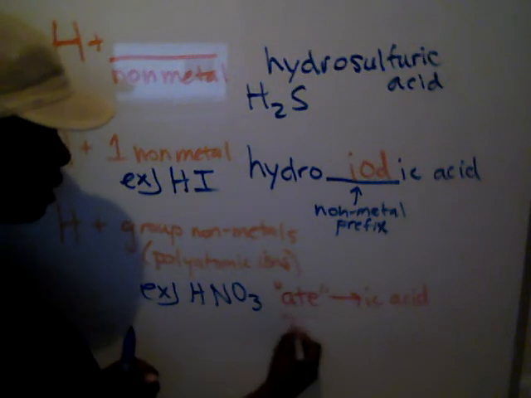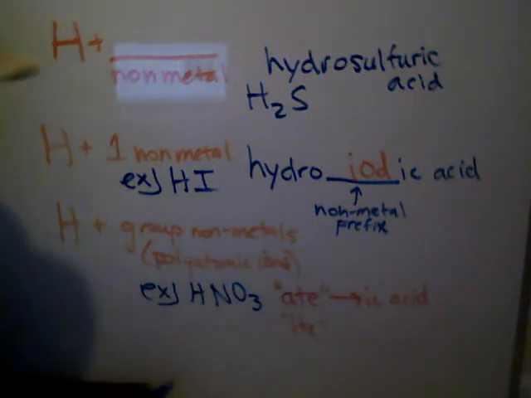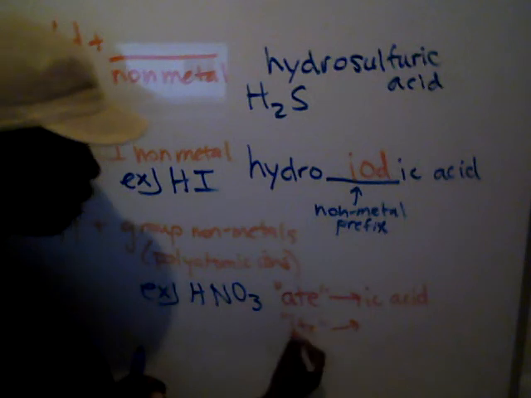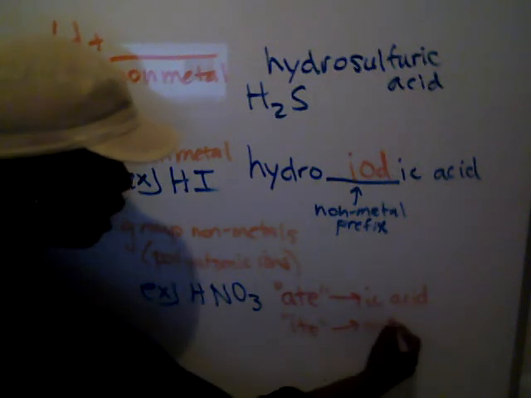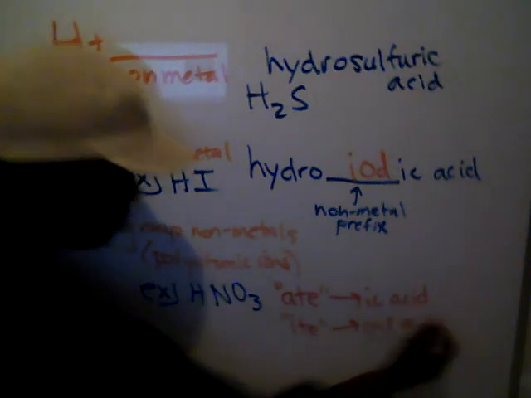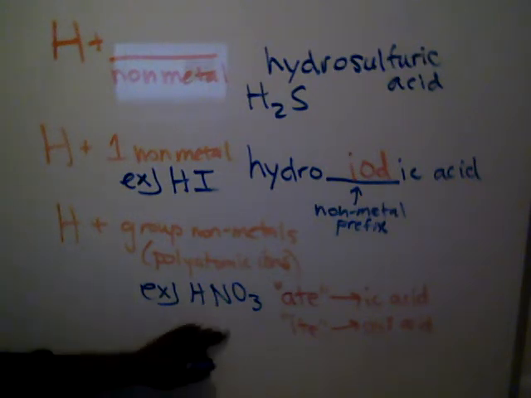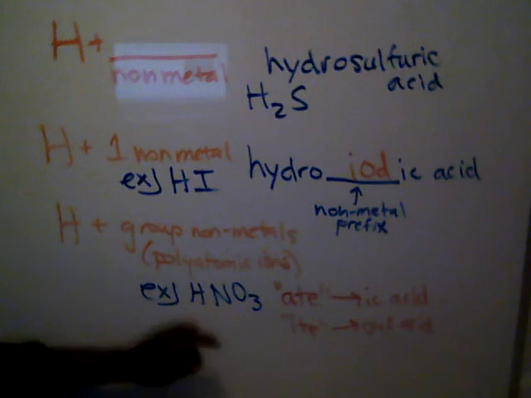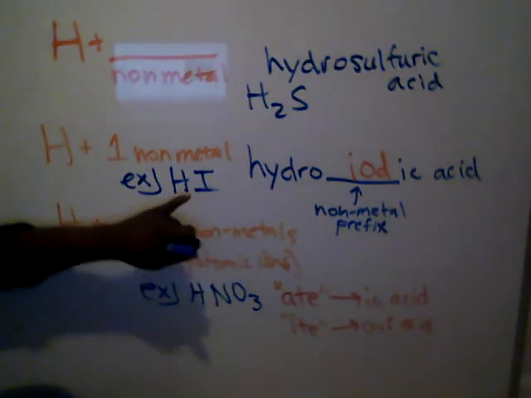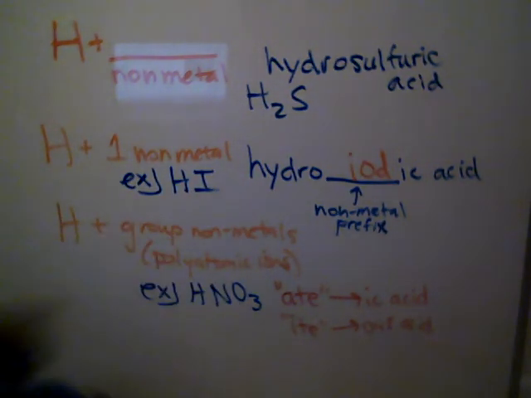If the group name ends in ite, like your nitrites, phosphites, sulfites, we're going to take off the ITE and put OUS and then acid. Now it's also very important to keep in mind that these don't have the name hydro with them. Only these. As soon as you see hydro, you should know that it's one hydrogen and one nonmetal.